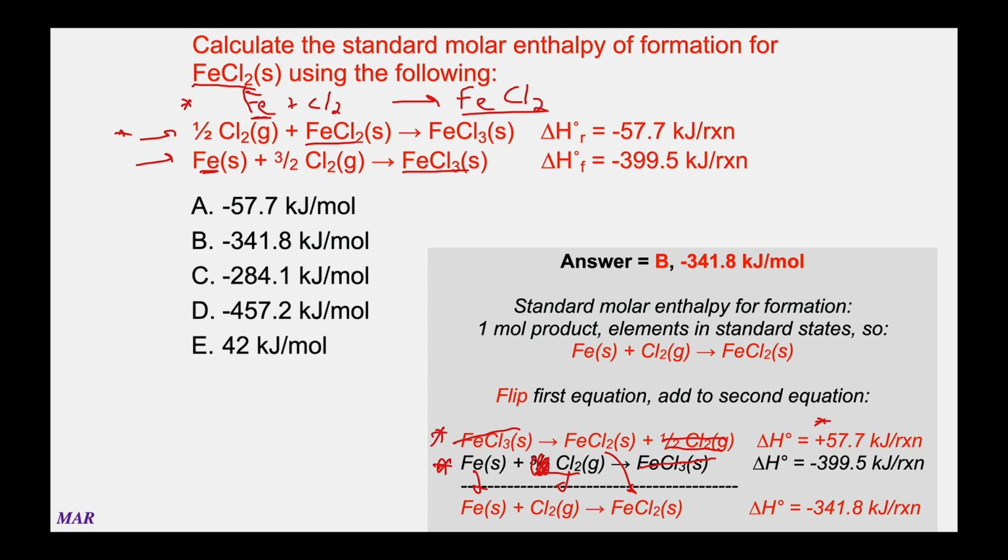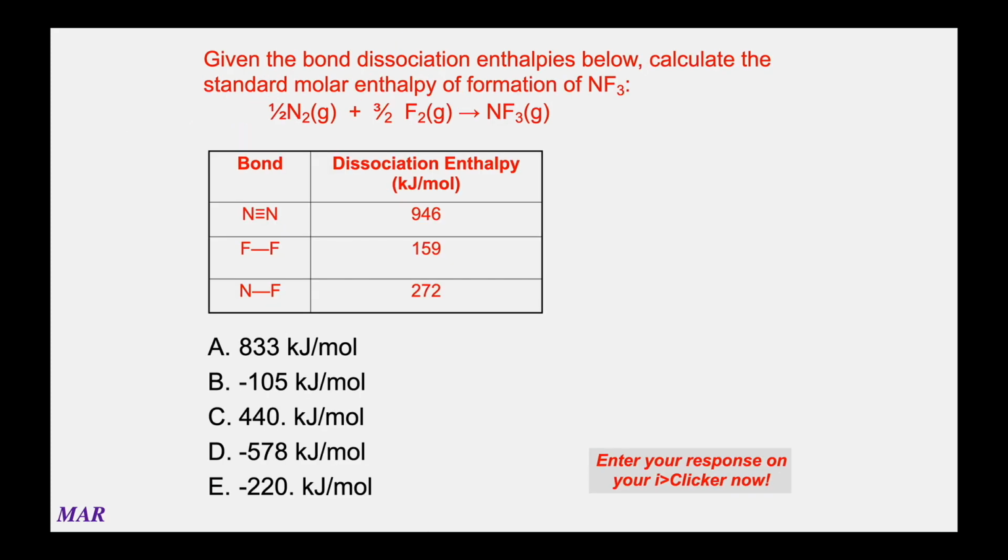So this is an example of Hess's law, how it can be really handy for things. Pretty cool. Given the bond dissociation enthalpies below, calculate the standard molar enthalpy of formation for NF3. And it shows the reaction there. This is a heat of formation, which means 1 mole of product only, and reactants are elements in their standard states. So because these are both diatomics, we have to use the fractions, 1/2 and 3/2.